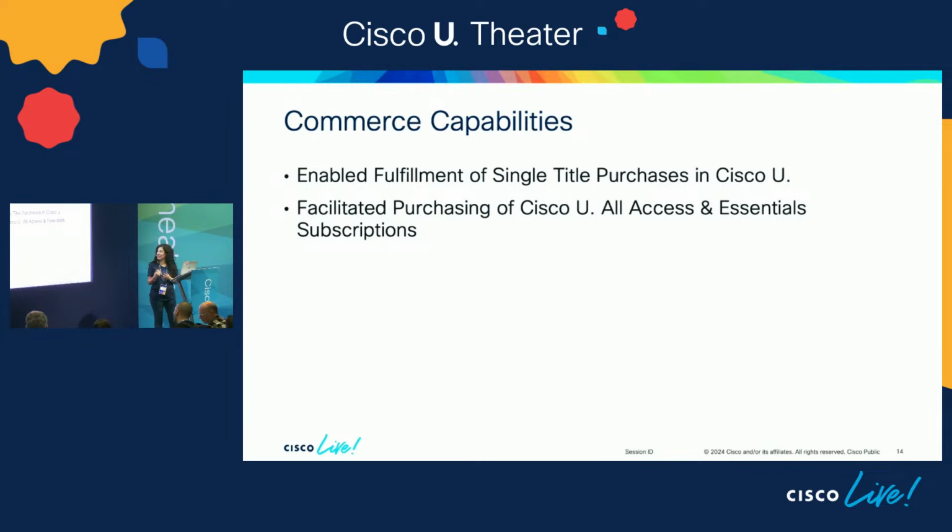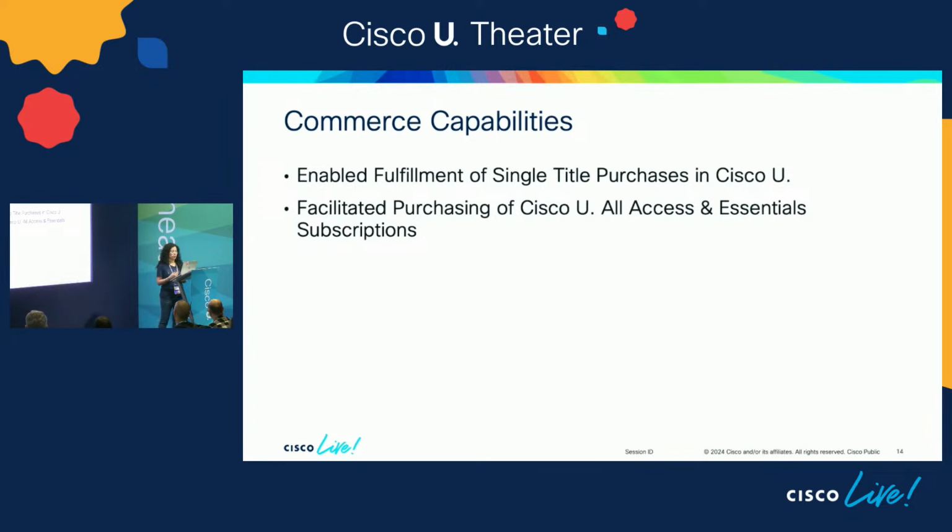The next thing we've done is made it easier to purchase our digital libraries. So historically, to purchase, a customer would have to reach out to our sales, our business development managers, who'd be more than happy to facilitate that sale. But now we've made it easy to do an e-commerce transaction from Cisco U itself. So there's no need to actually contact Cisco and purchase that way.